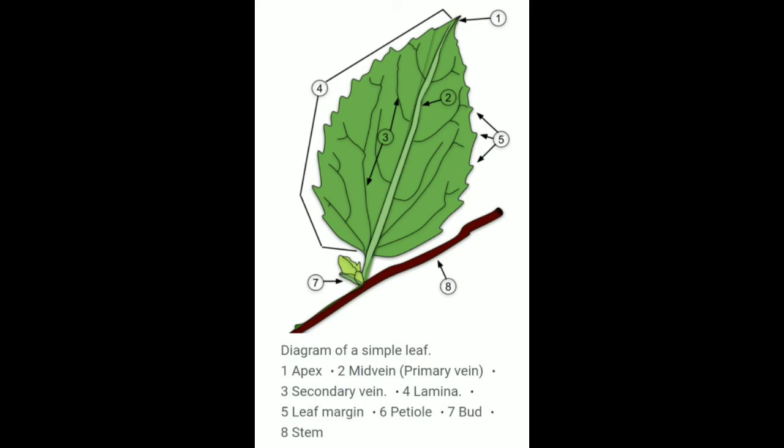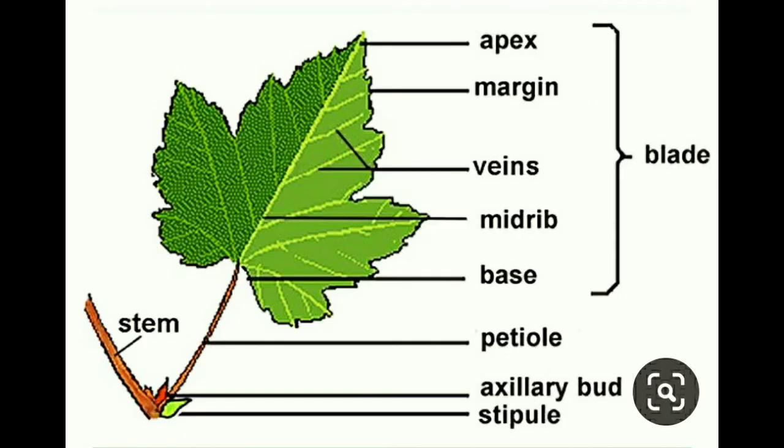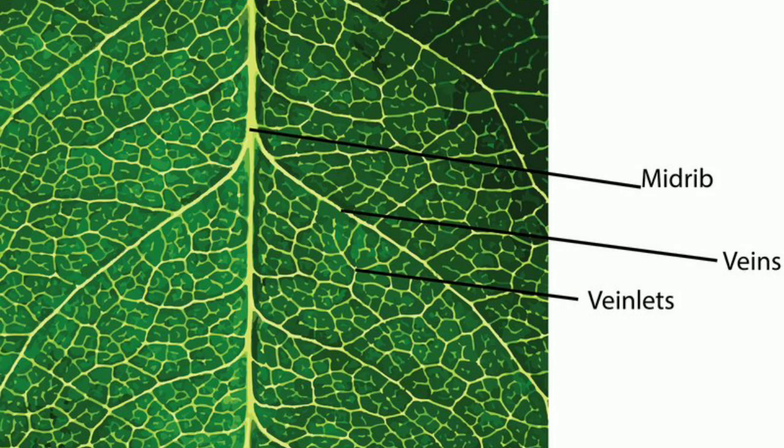Leaves of some plants have a stalk called a petiole. The portion of the leaf attached to the stem is called a leaf base. Small leaf-like structures may be present near the leaf base. These are called stipules. Leaves of some plants have a single undivided leaf blade and a single mid-rib.